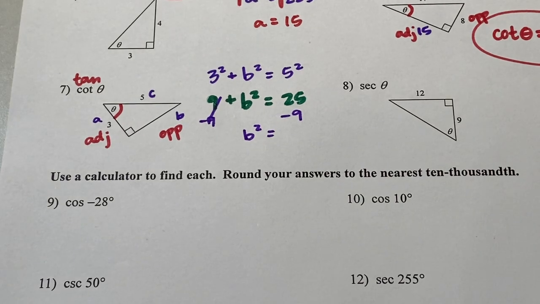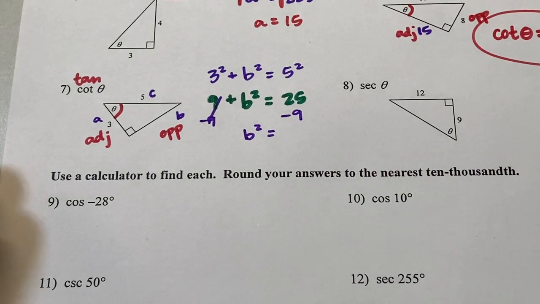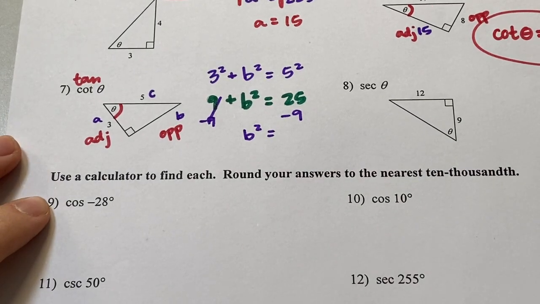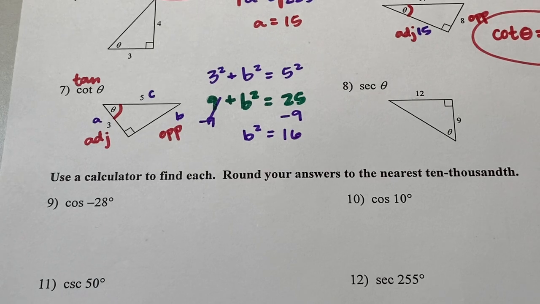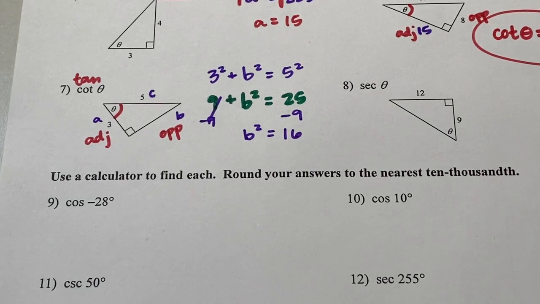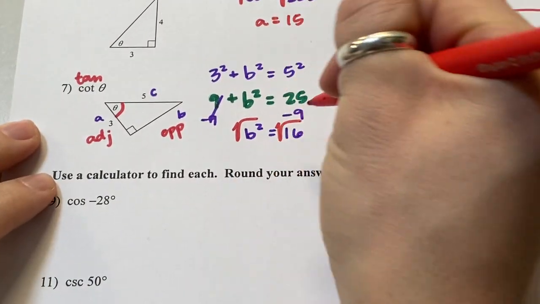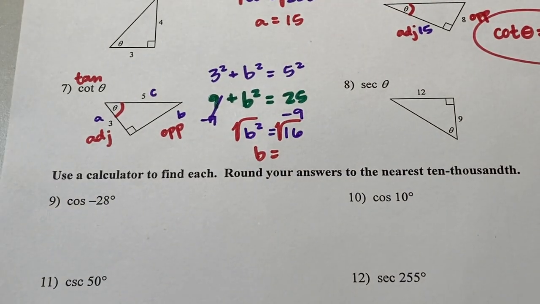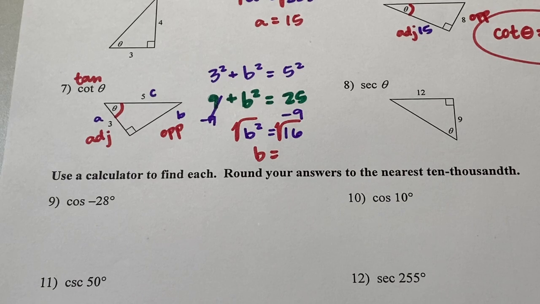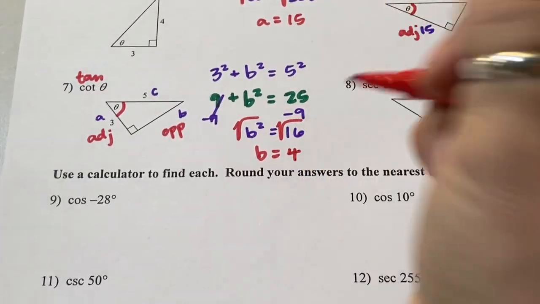We have 25 minus 9 on that side. What's that going to give me? 16. Beautiful. And what is my last step? Square root. What is my missing side? My B. Square root of 16 is what? No, not 8. What multiplies by itself to give us 16? Four. It's 4. I got confused.